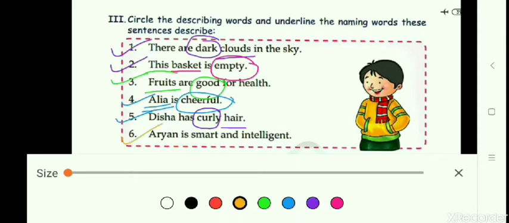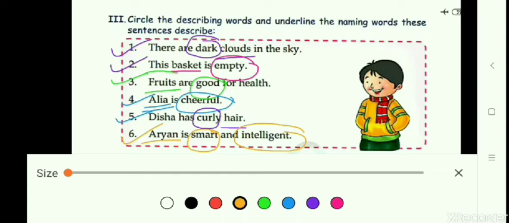Aryan is smart and intelligent. Now children, here we have two describing words. One is smart and another one is intelligent. Okay. So these two words are describing the boy Aryan. So Aryan is the noun. So the words smart and intelligent describe the noun Aryan. How is Aryan? Aryan is smart and intelligent. So here we have done this.